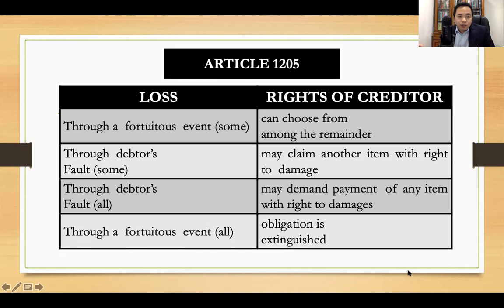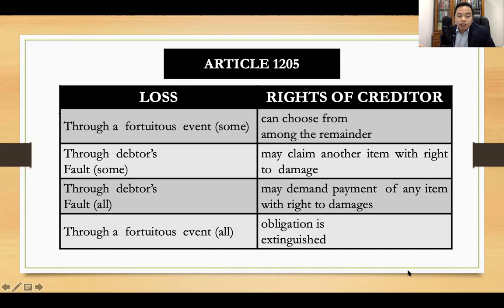So, loss through a fortuitous event of some of the alternative obligations, then the creditor can choose among the remainder. If loss is through the debtor's fault, as long as there is still a remainder, then the creditor may claim another item with right to damages. If all of the alternative obligations are lost through the debtor's fault, then the creditor may demand payment of any of the items with right to damages.